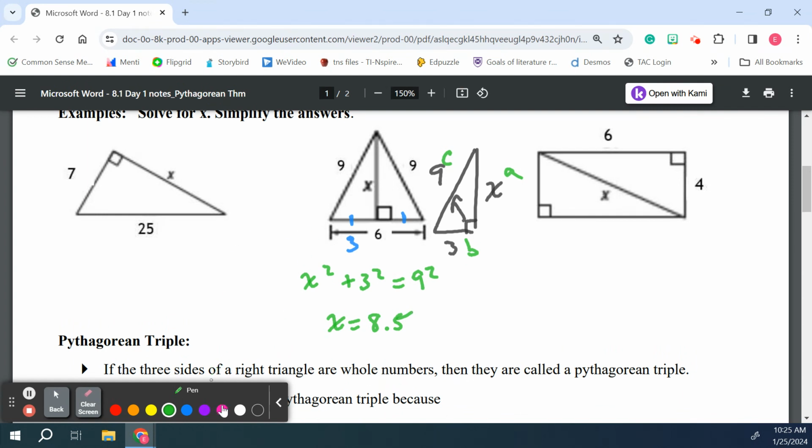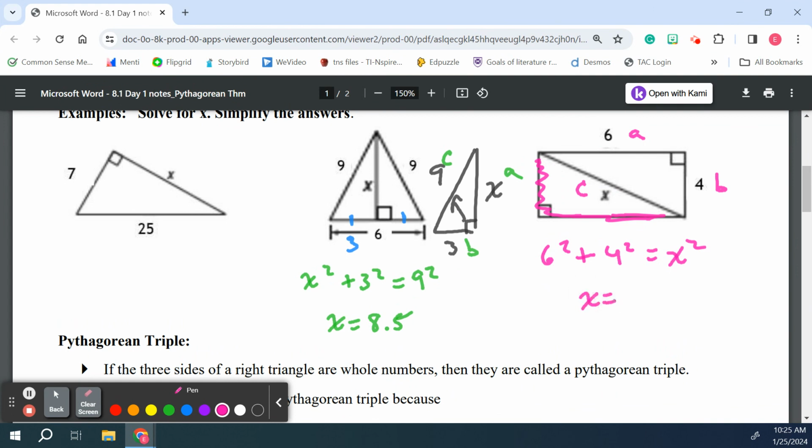Someone tell me, what is my c value here? Okay, so what I'm going to do is ignore this triangle and just focus on that one. Someone tell me, what is the c value? Is it 6, x, or 4? It's x. So this is c. You can make this one a and this one b. So I'm going to have here 6 squared plus 4 squared equals x squared.